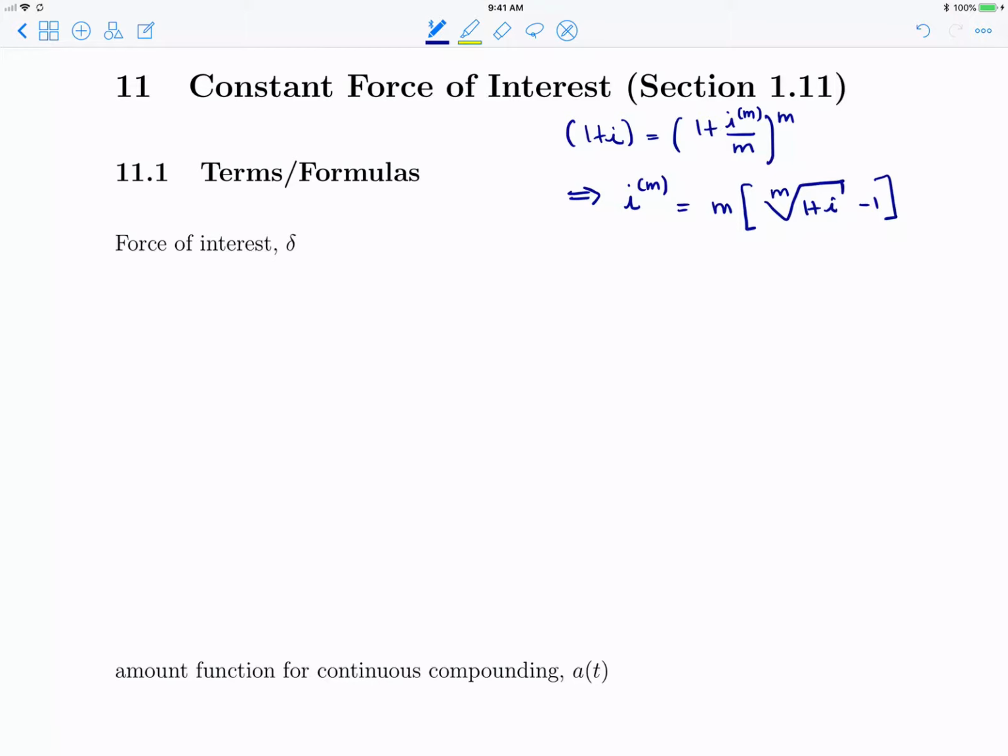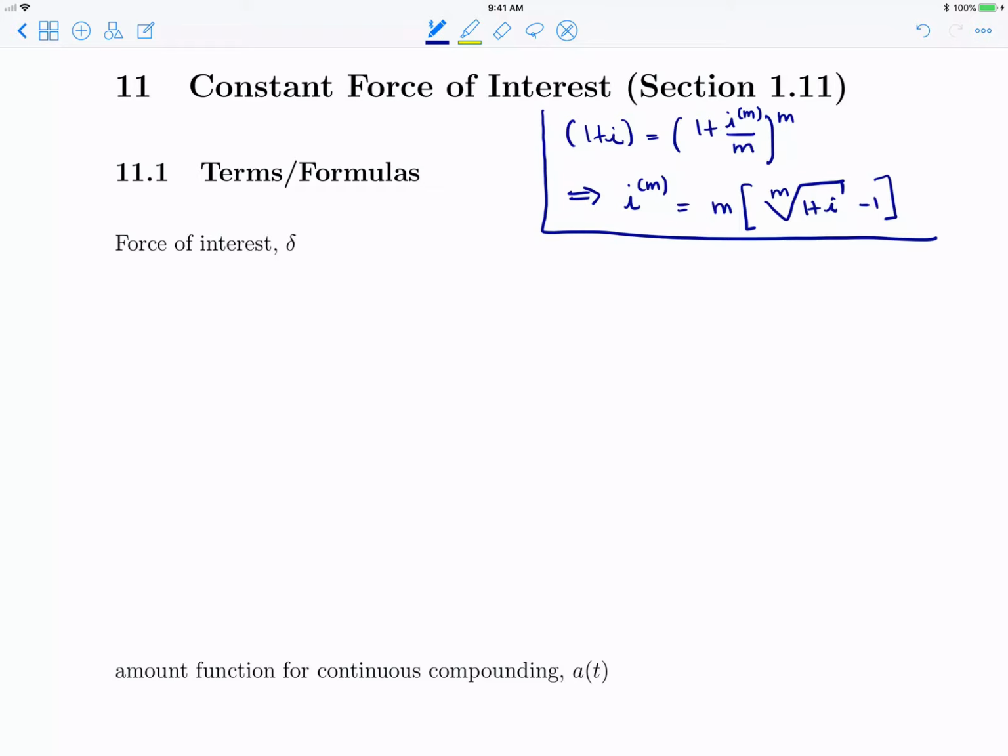Here's a video for the constant force of interest, which is section 1.11. First I want to remind you from last time, we know that 1 plus i equals (1 plus i_m over m) to the m, so that i_m is just the annual rate compounded m times per year. So we're equating years here. And then if I solve for i_m, I get this expression.